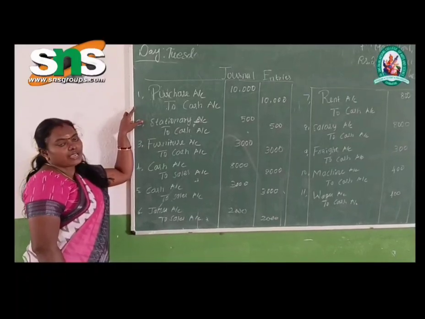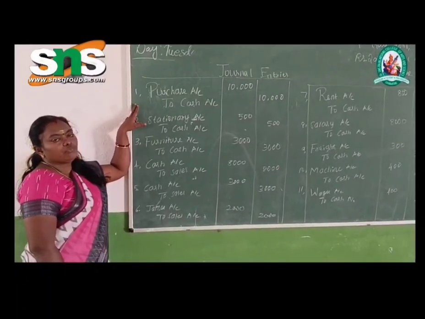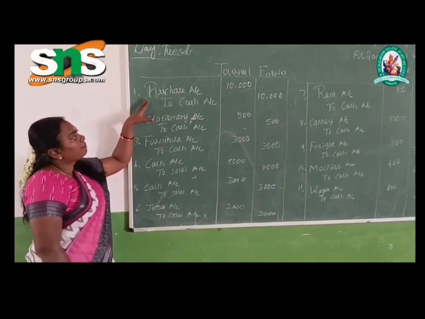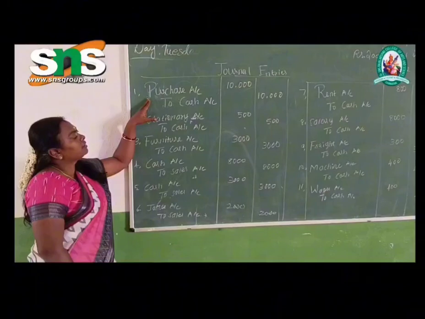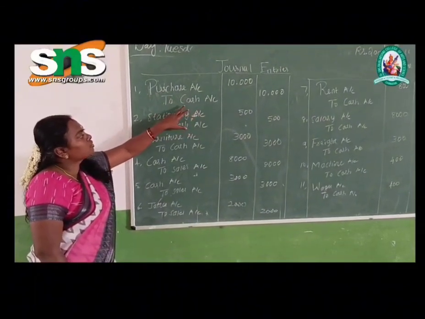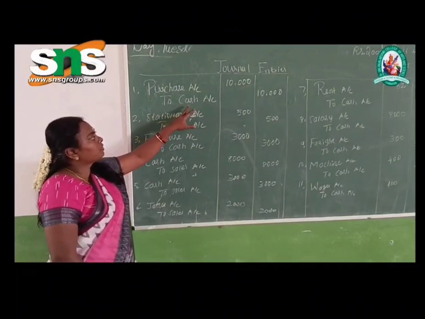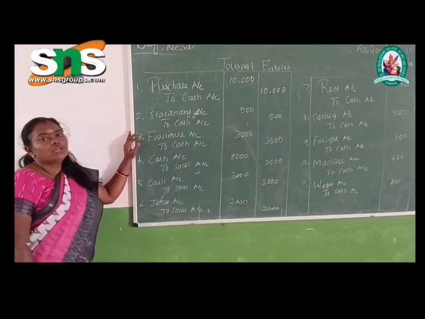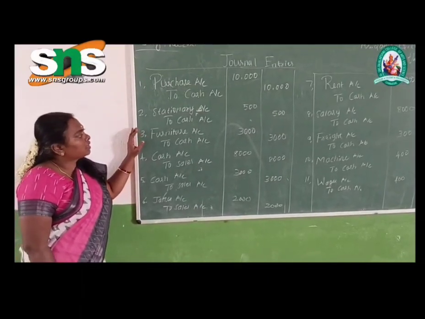Purchased goods for cash. So the two accounts involved in this transaction are cash and purchase. Purchase is an expense, so it comes on the debit side, and cash goes out of the company, so it comes on the credit side. So the transaction is purchase account debit to cash account, rupees 10,000.